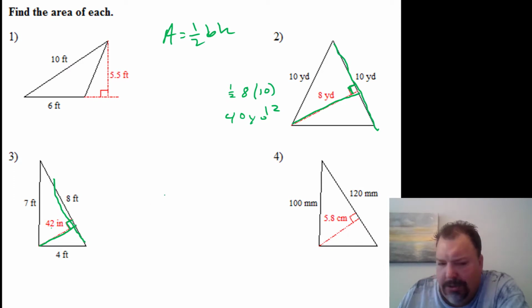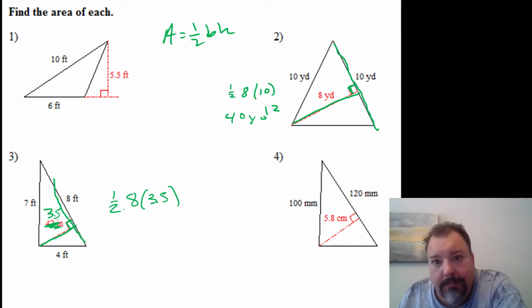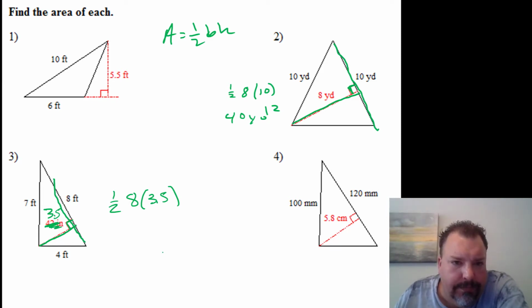42 inches, if we divide that by 12, there's 12 inches in a foot. That's going to give us 3.5. So 3.5 feet. Cross that out. And we're going to take 8 times 3.5 times 1/2. 8 times 3.5 times 1/2 comes out to 14. So 14 square feet for that one.